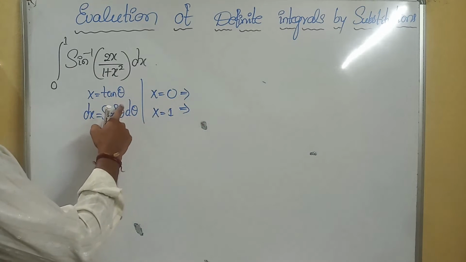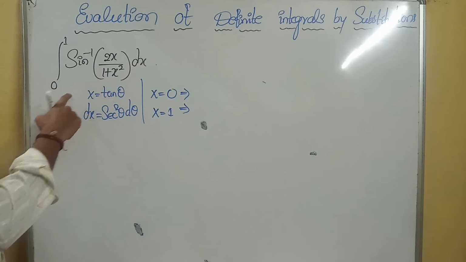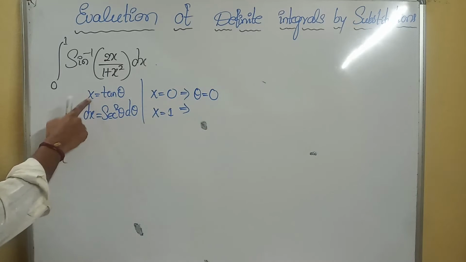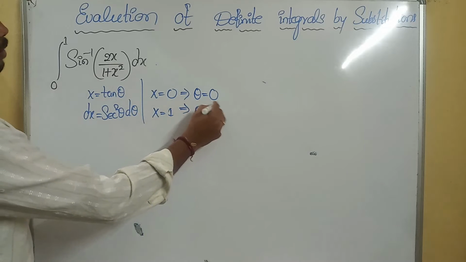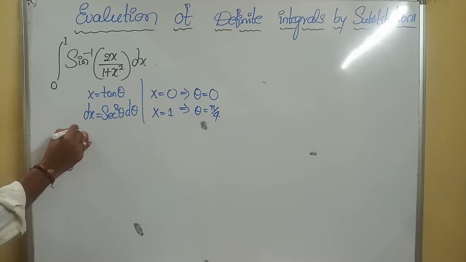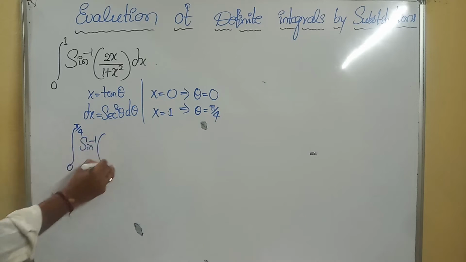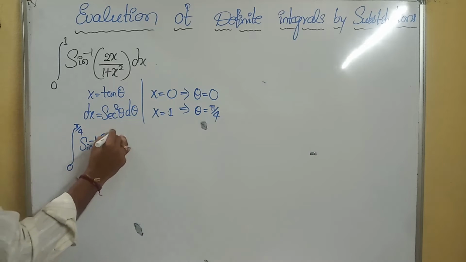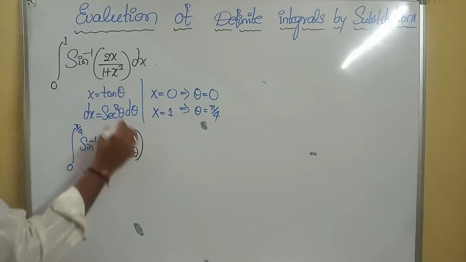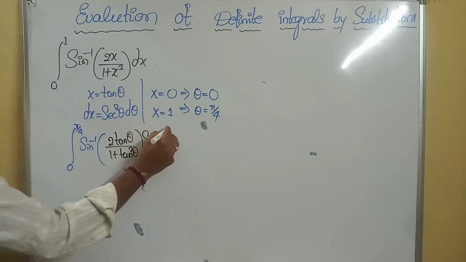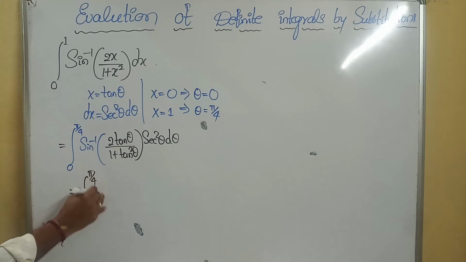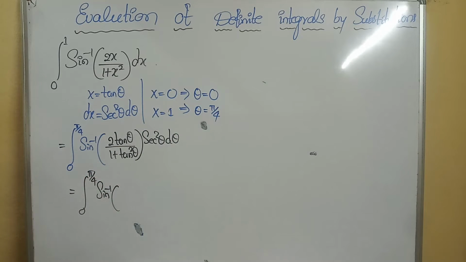Means what is the value here? Here I'd like to take tan on the left hand side. It will be tan inverse of 0. What is tan inverse of 0? It will be 0 only. Now x value is 1. Tan inverse of 1, theta will be pi by 4. Got it? Limits will be changed as, instead of 0 to 1, 0 to pi by 4. It will be sine inverse of, what is 2x? It will be 2 tan theta divided by 1 plus tan square theta, into dx, which is nothing but secant square theta into d theta. Got it? After the next, it will be the integral from 0 to pi by 4 of sine inverse of, what is 2 tan theta divided by 1 plus tan square theta?